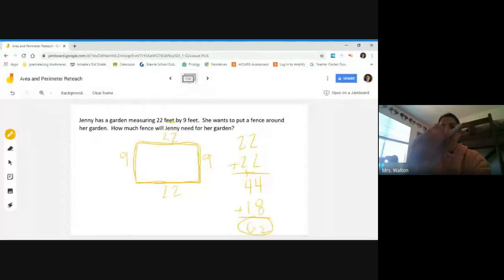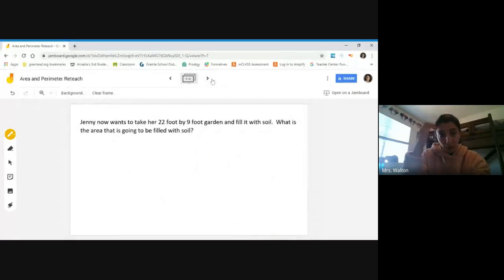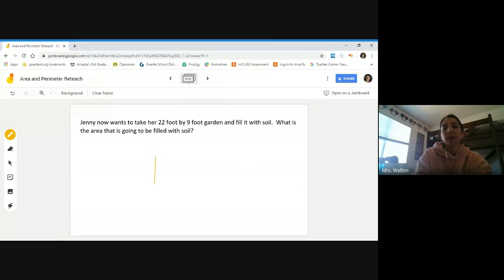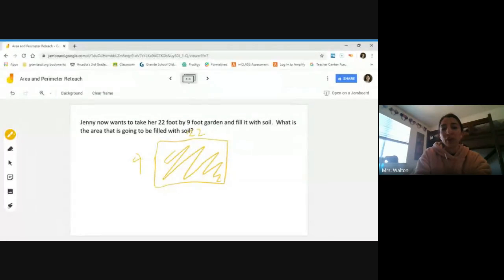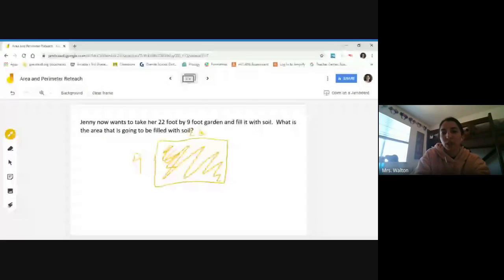Let's take a look at this last question. So she now wants to take her 22-foot by 9-foot garden and fill it with soil. So same thing, her garden hasn't changed shape. It just now has a fence around it. And it said that this side was 22 and this side was 9. And she wants to fill the inside, so inside means area, with soil. So I have to figure out how much of our garden will be filled with soil. So I'm going to multiply 22 by 9.